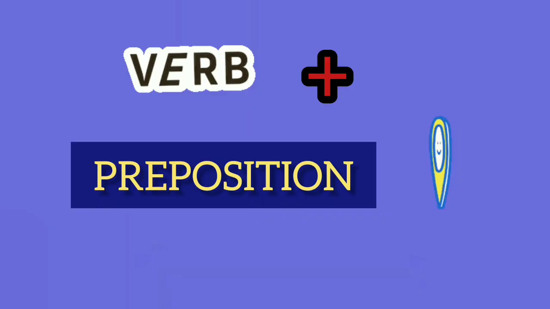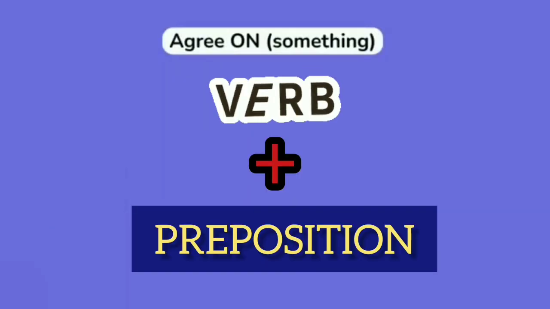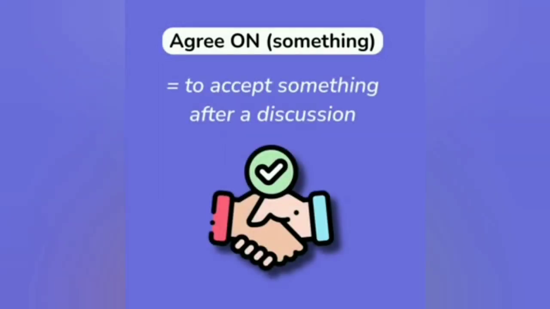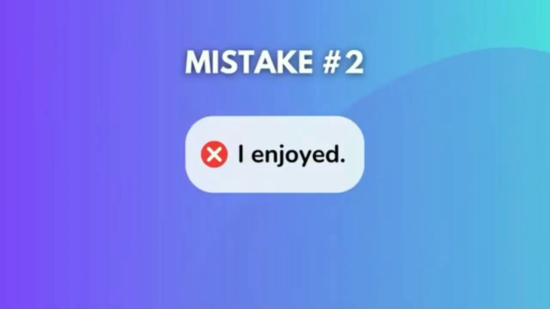Sometimes you can see these verbs followed by the preposition on, but the meaning is usually different. For example, if a team finally agreed on a plan, it means that they decided to accept something after a discussion.